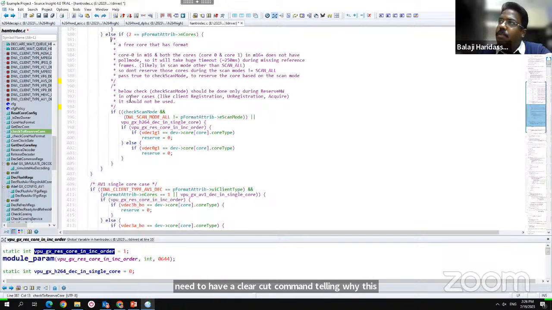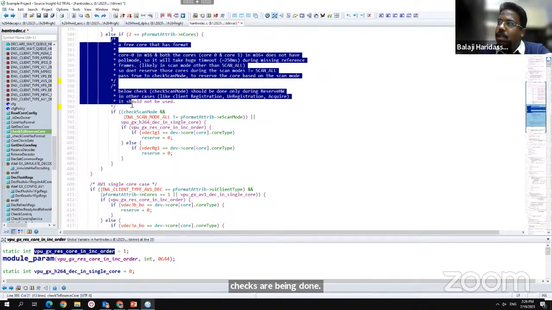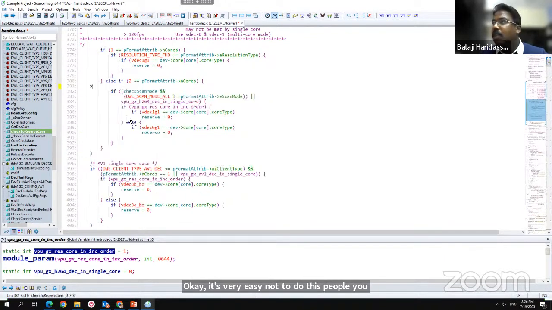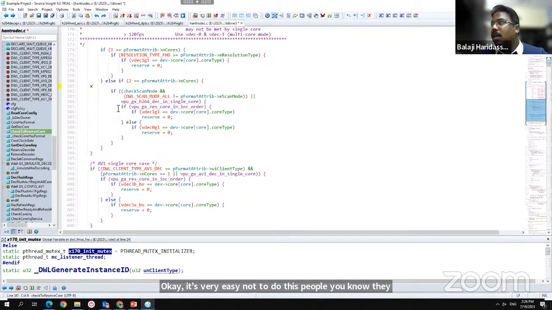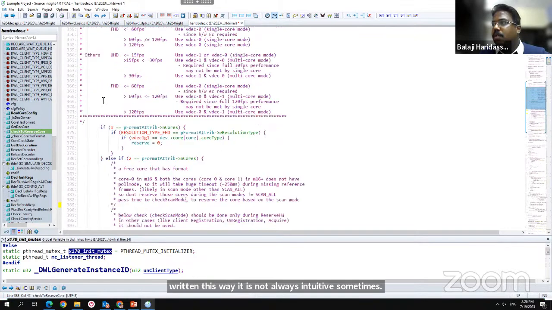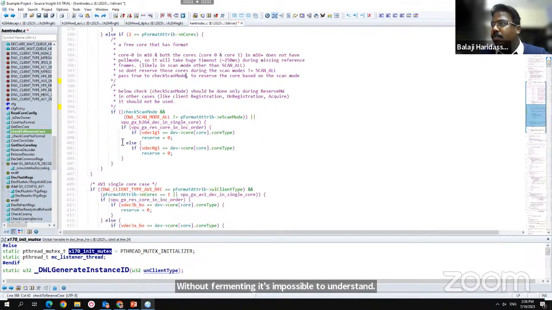Now, any person who does this really has the right mindset. They care for others. That's what it means. It's very easy not to do this. People feel very lazy and they don't comment. And I have no idea what I have written, why this person has written this way. It is not always intuitive. Without commenting, it's impossible to understand. Simple case, right? Just hardly 4 cases.